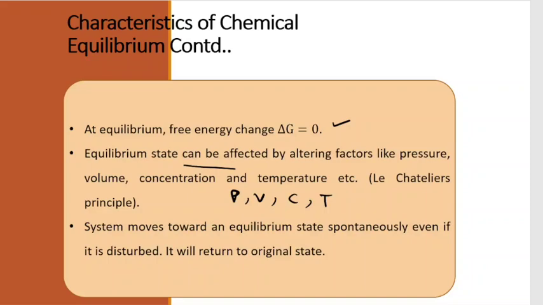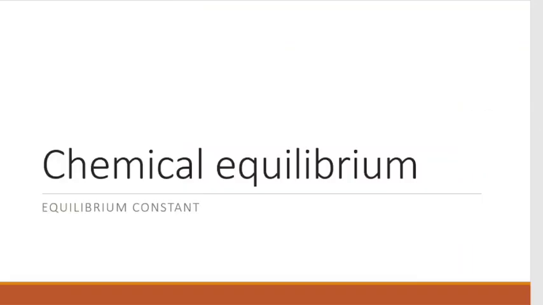Right? Now, suppose the system is at equilibrium. If we disturb it by adding reactants, or by removing the products, or by increasing the temperature, etc., it moves towards the equilibrium state spontaneously and returns to the original state again. And that comes under Le Chatelier's principle, which is a different topic that we are going to discuss. Anyhow, these are some of the characteristic properties of chemical equilibrium. What is the first one?